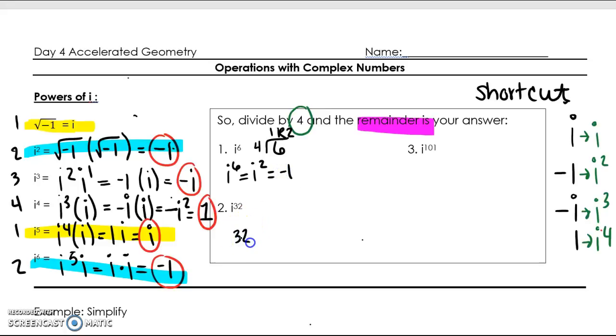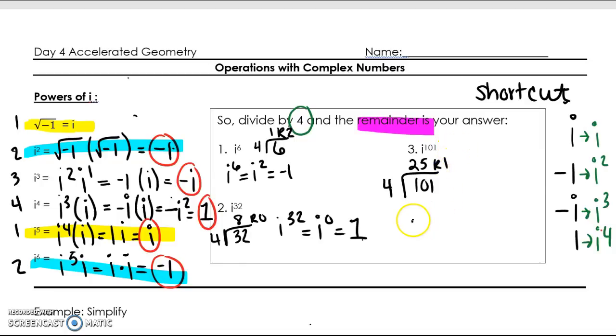I would take 32 divided by 4. I get 8, remainder 0. So i to the 32 is equal to i to the 0, and anything to the 0 power is 1. I would take 101 and divide it by 4. So I get 25 with a remainder of 1. So i to the 101 is equal to i to the first, which is just i.